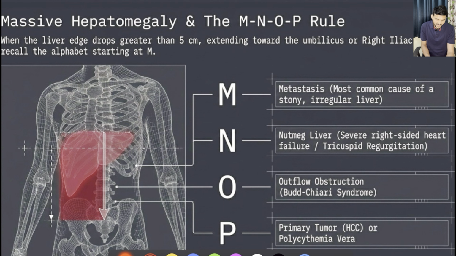When it comes to massive hepatomegaly, that is more than 5 centimeter downward displacement, just remember a mnemonic, that is MNOP.